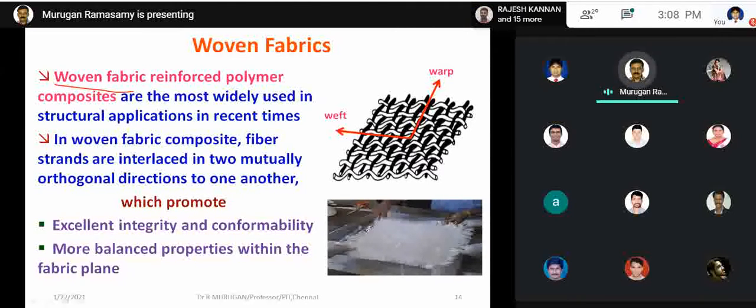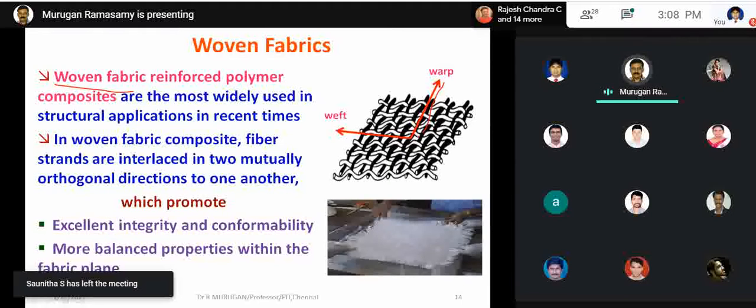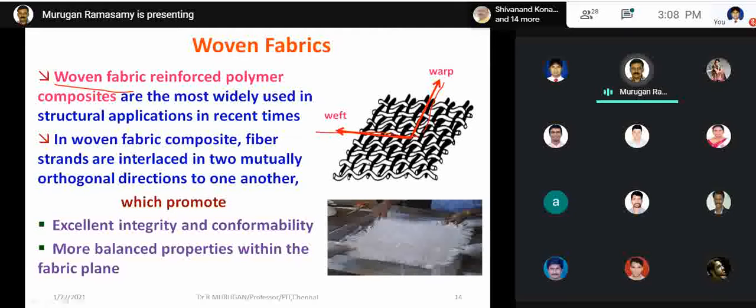So the fabric we used will be like this. This is material direction one, that is the warp direction. This is material direction two, the weft direction. Then we can add a number of layers to form the thickness. That is the third direction.